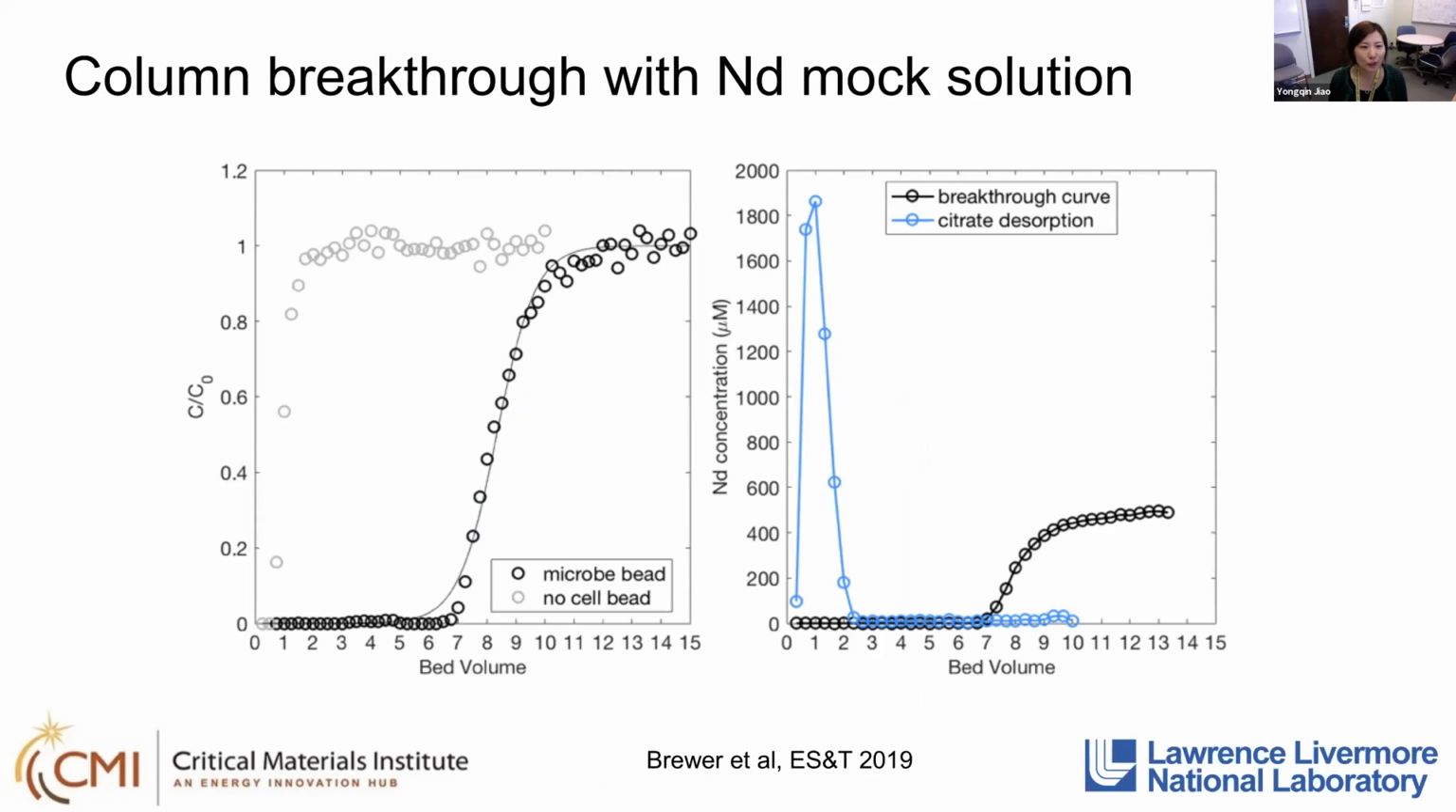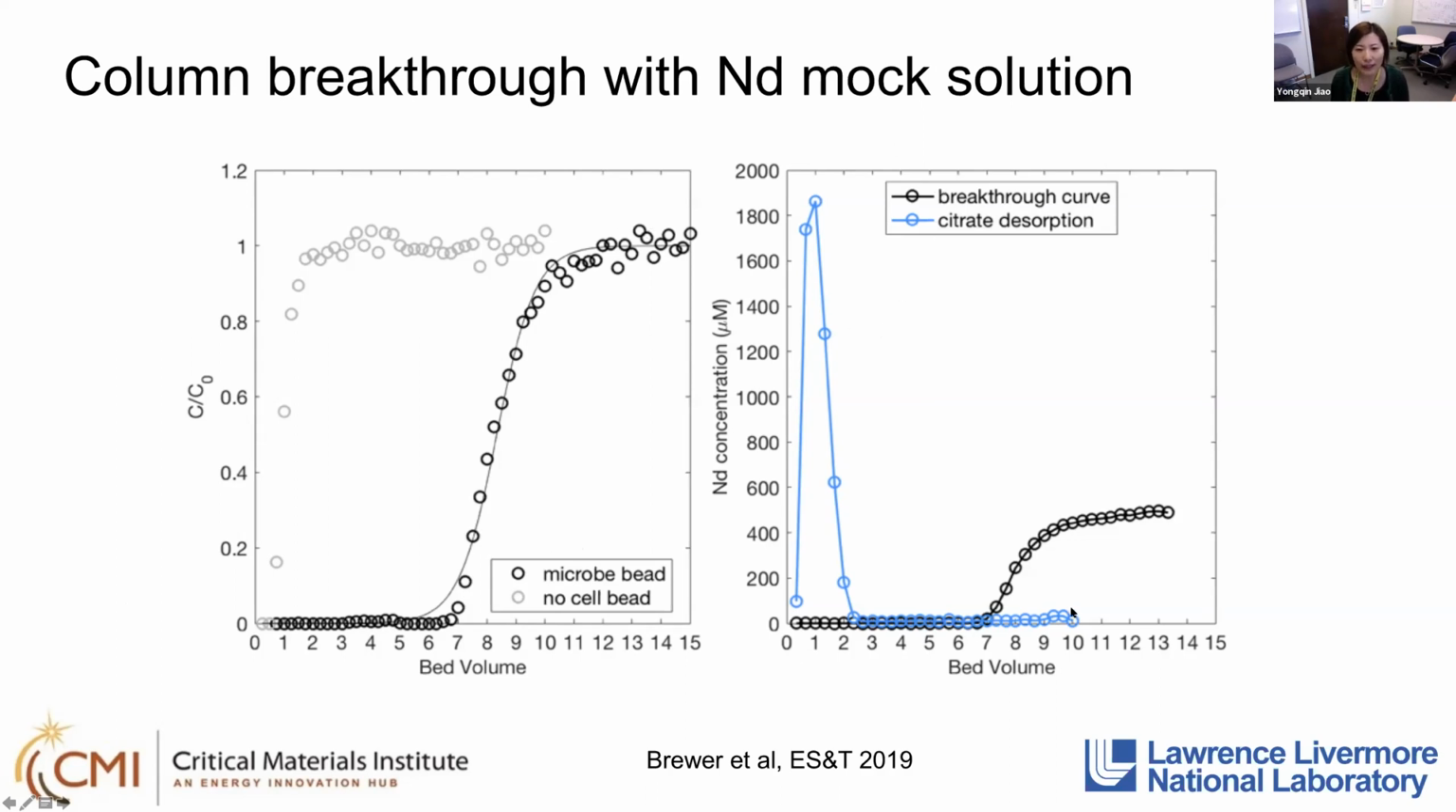So this graph shows you the column breakthrough curve, where the feed solution is a mock solution that contains neodymium only. On the y-axis of the breakthrough curve is the concentration of the metal versus the initial concentration in the feed solution, and one is 100%. As you can see, with the microbead-poured column, the rare earth is being captured in the column until the absorption capacity has been reached and the rare earth starts to break through. In contrast, if we have a column that has only the polymer beads without the microbes, which is the no-cell bead control, you can see that there's no absorption capacity and the rare earth started to break through right away, suggesting that indeed it is the microbes in the beads that are doing the absorption.